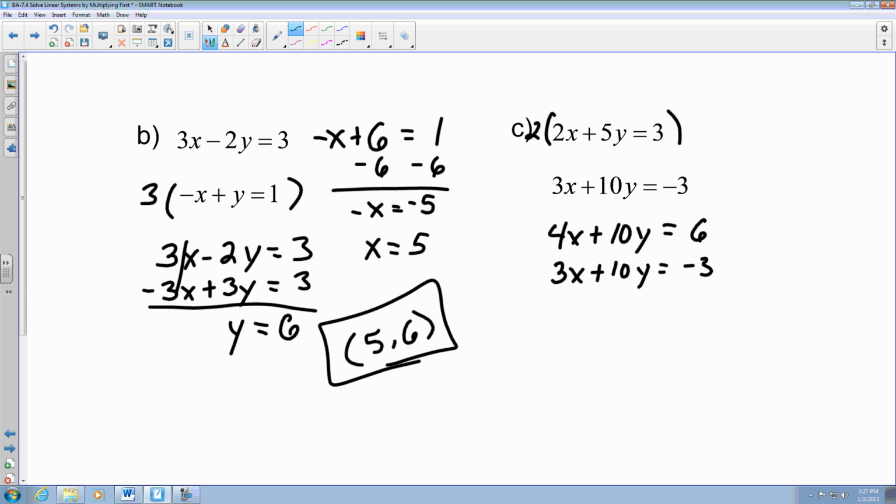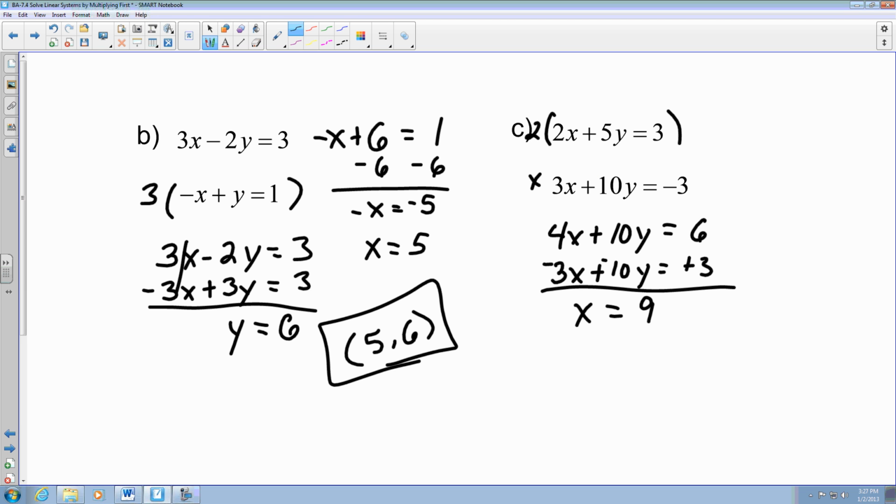And so if I'm going to eliminate my y, that means I'm going to subtract everything. So I'm going to have negative, negative, and since that's a negative there, that's going to be a positive. So 4x minus 3x is just x, and that equals 9. So now I'm going to substitute it back into the original equation. Let's use this one.